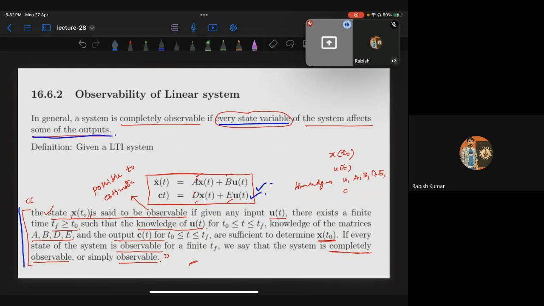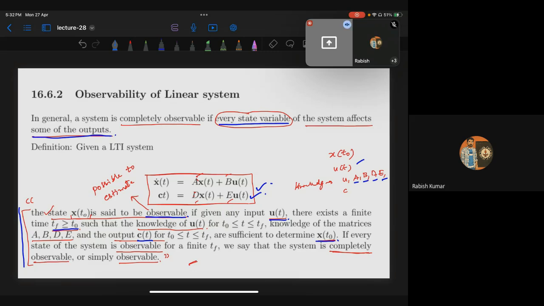Now we can read this definition. The state x of t naught, that is the state at time t naught, is observable. Basically, observable means possible to estimate. For any given input u of t, there exists a finite time tf greater than or equal to t naught. The knowledge of u of t, the knowledge of the system matrices A, B, D, E, and the output y of t are sufficient to determine x of t naught.